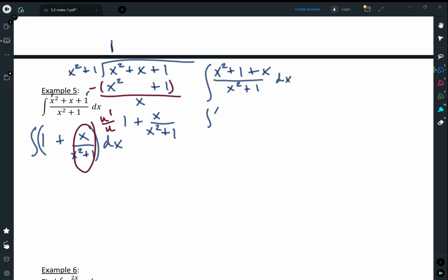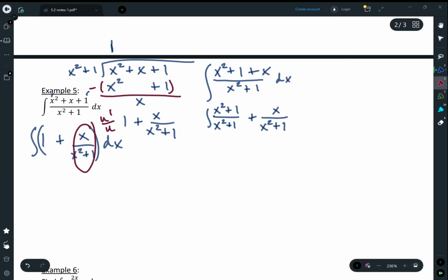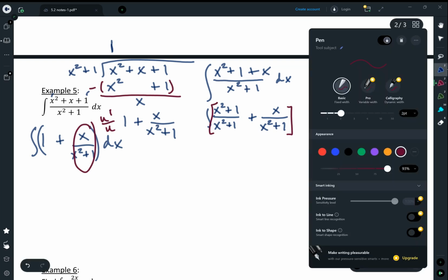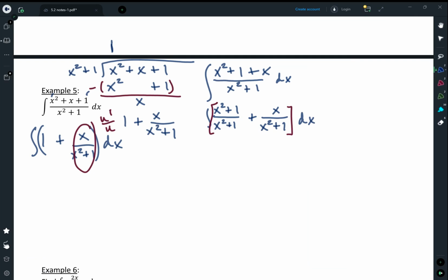So then I could write this as the integral of x squared plus 1 over x squared plus 1 plus, and then my other part of this would be x over x squared plus 1. And I guess at this point I should really have some big brackets over this entire thing and put a dx out here. And then, because my first fraction is x squared plus 1 on the top and bottom, that's just going to be a 1. My second fraction, I have the x over x squared plus 1, and then don't forget the dx. So at this point, it doesn't matter which method I use.